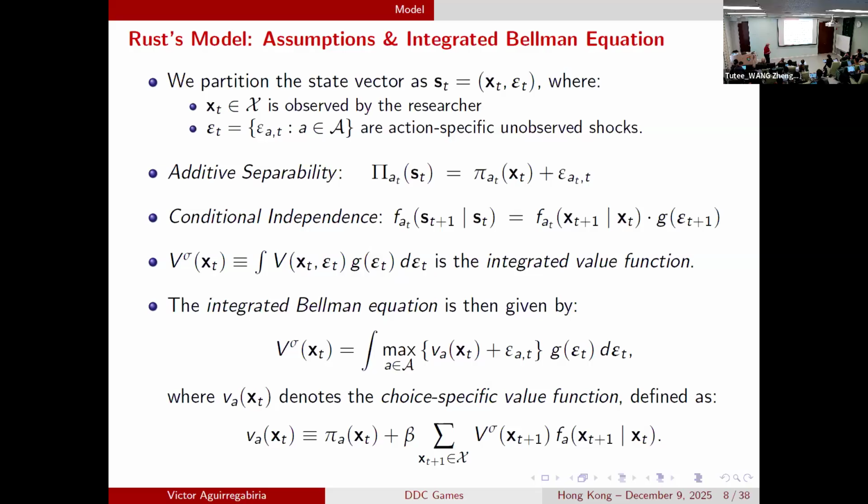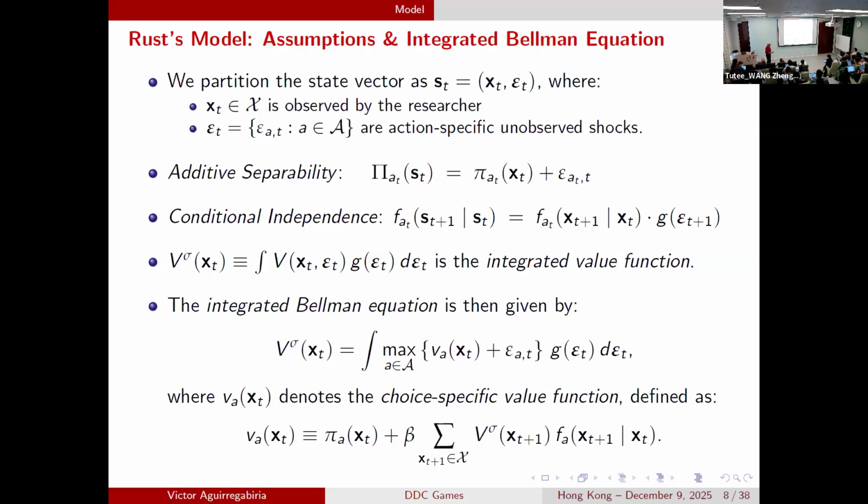Now let's consider the integrated value function. The integrated value function is the value function integrated over the epsilons. We have seen in the previous lecture that we have an integrated Bellman equation that is a fixed point mapping defined in terms of this integrated value function. This is the integral of the max, the expected value of the max, where the expectation is taken over the distribution of the epsilons.